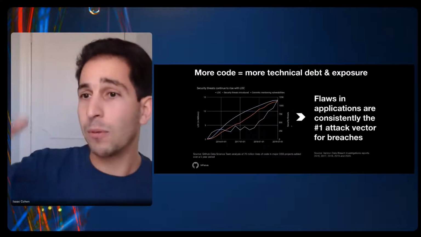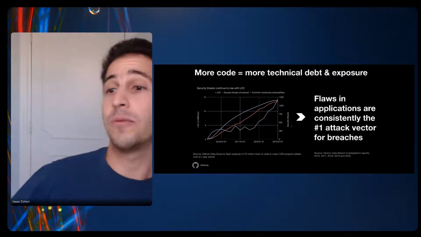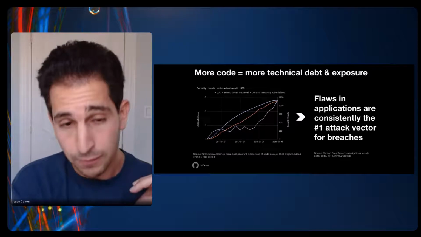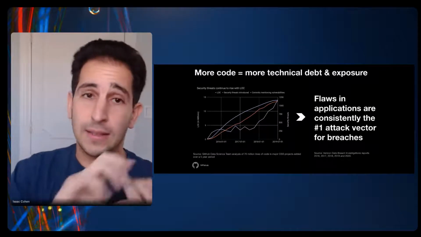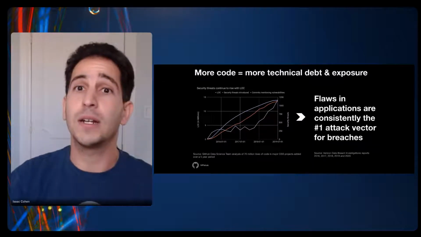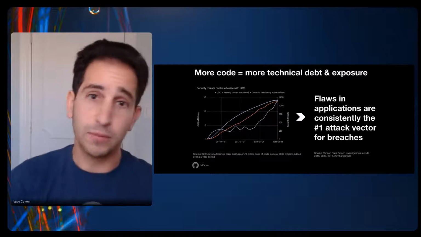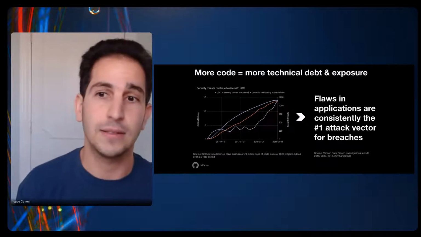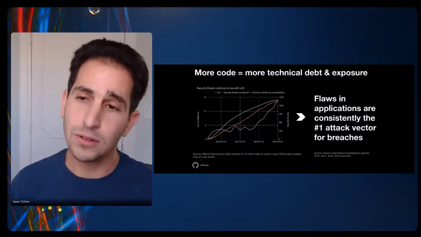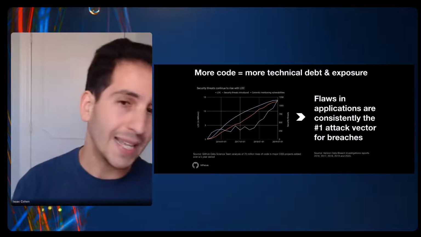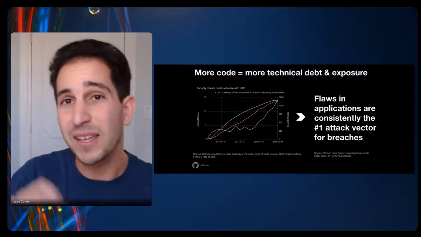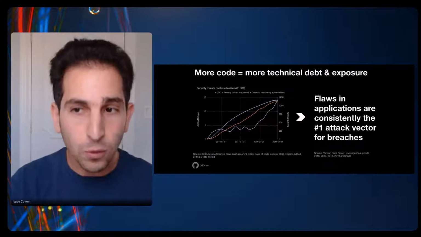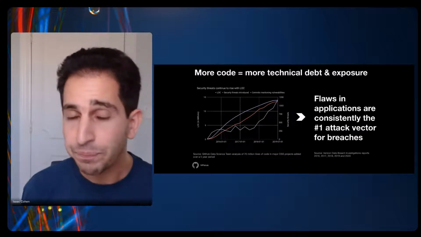Well, let's couple that with the fact that flaws in applications are the number one attack vector for breaches, right? So it's not the network vulnerabilities, it's not phishing, which those are super, super important. Obviously, you want defense in depth, in layers. But the number one attack vector is still applications, is still security issues, flaws in your application.